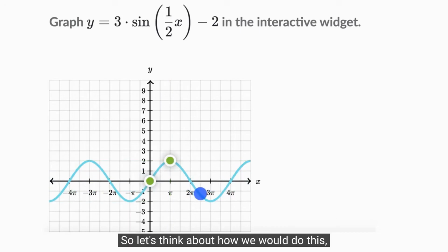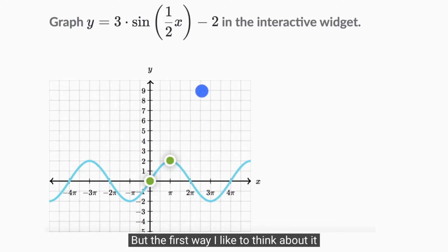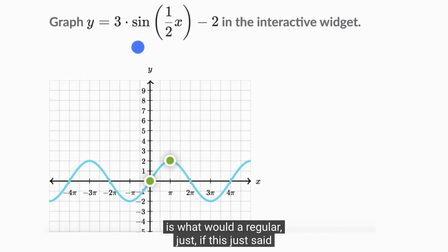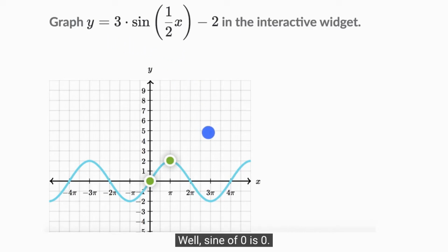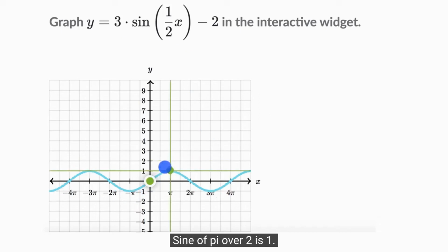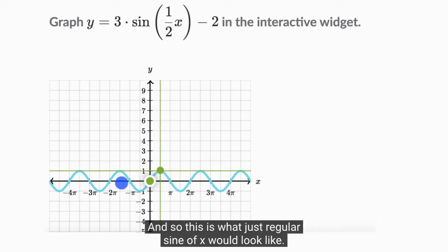So let's think about how we would do this. And like always, I encourage you to pause this video and think about how you would do it yourself. But the first way I like to think about it is, if this just said y is equal to sine of x, how would I graph that? Well, sine of 0 is 0. Sine of pi over 2 is 1. And then sine of pi is 0 again. And so this is what just regular sine of x would look like.